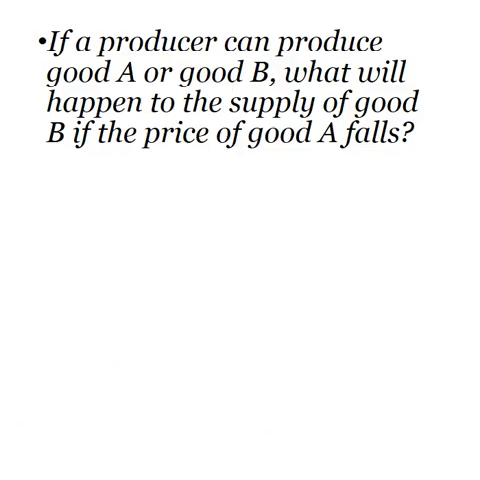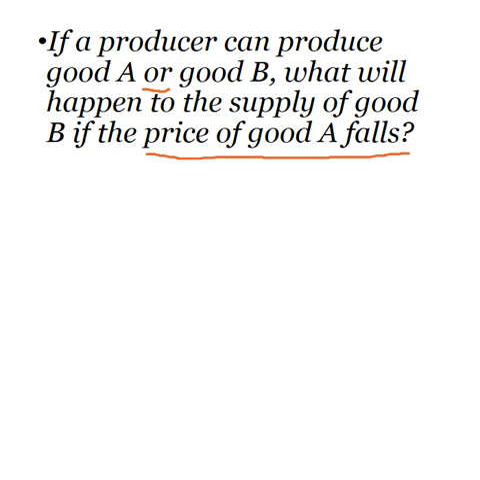Now let's go ahead and do the example questions from your notes. A producer can produce good A or good B, and we know that they're substitute goods because it tells you "or." They can make one or the other. What will happen to the supply of good B if the price of good A falls? Now, price, from the perspective of the producer controlling supply, is how much they're going to be able to sell it for.